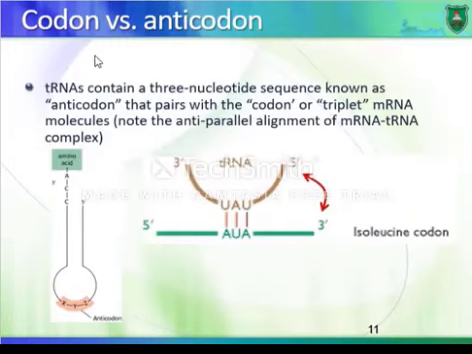You remember we talked about the codon and the anticodon, so we need to distinguish between them. In tRNA, we have a three nucleotide sequence known as the anticodon that pairs with the codon or triplet in the mRNA molecule. You can notice here that the alignment is anti-parallel between the mRNA and the tRNA. You see that from 5' to 3' in the mRNA, so we have it complementary from 3' to 5' in the tRNA. This is important for you to know.